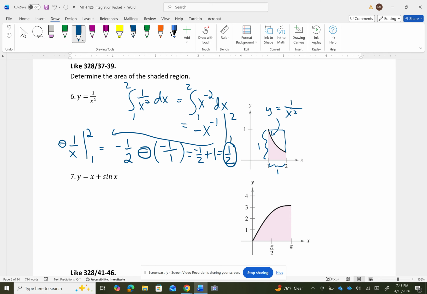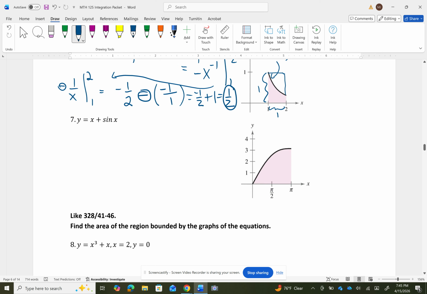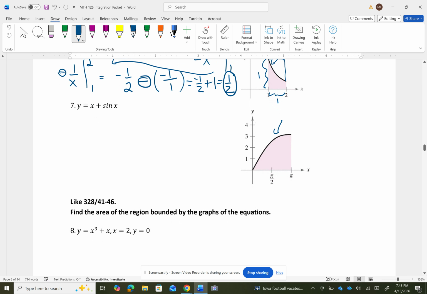All right, let's try this one on number 7. Same deal. This is the graph of y equals x plus sine x. Our job is not to evaluate it, but to integrate that. And when you're looking at it, you can see you want to go from 0 to pi.